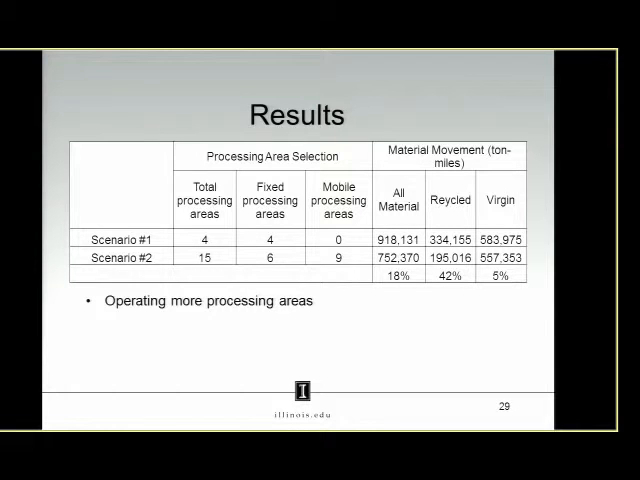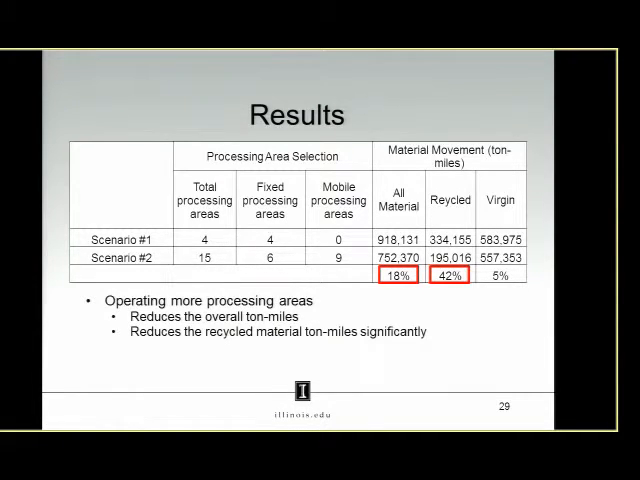You can see by opening more processing areas, we can decrease the total amount of material movements. It's more interesting that it can significantly reduce the amount of material ton miles for just recycled materials. If you think about this, whenever we open more mobile processing units, none of that material is shipped anywhere. It is done in place. So this can significantly reduce the amount of recycled ton miles.